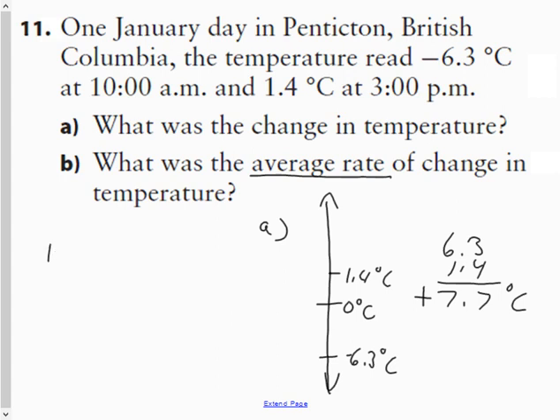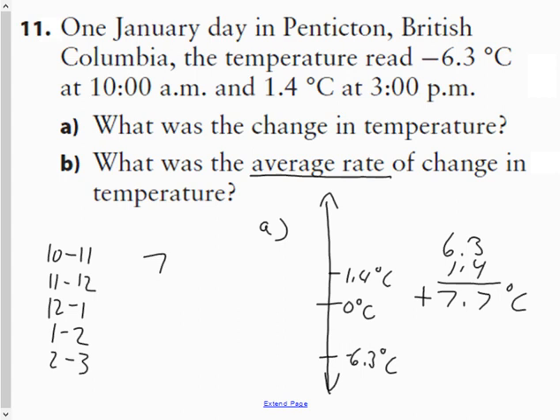So from 10 to 11, that's 1 hour. From 11 to 12, that's 2 hours. From 12 to 1, that's 3 hours. From 1 to 2, that's another hour. And from 2 to 3 o'clock, that's 1 more hour. So between 10 a.m. and 3 p.m., there are 5 hours in total.